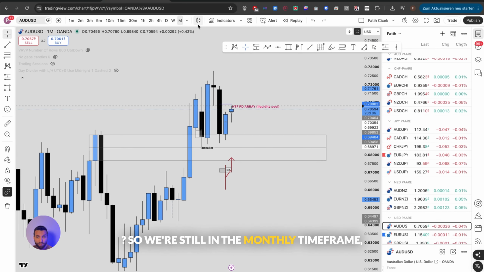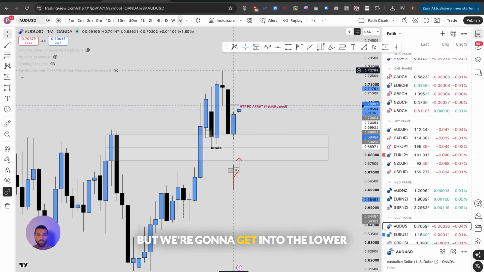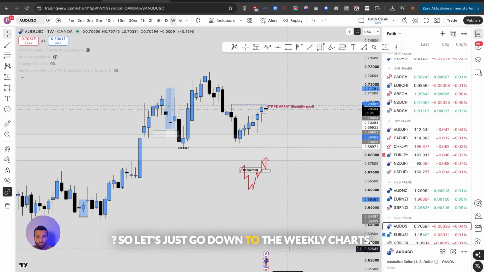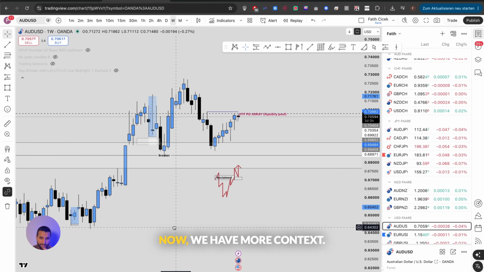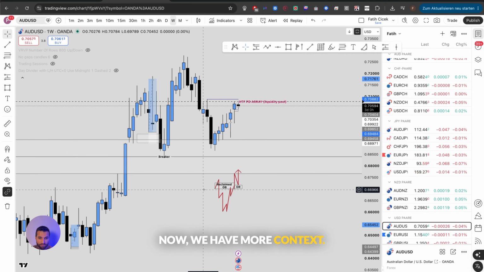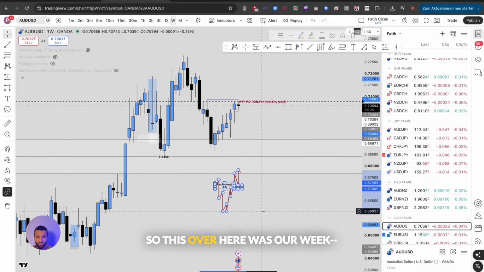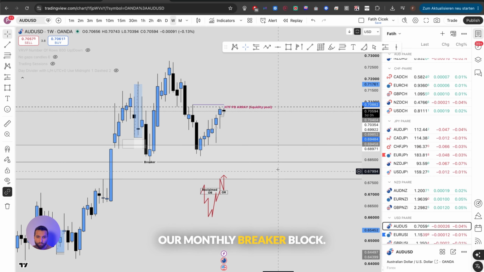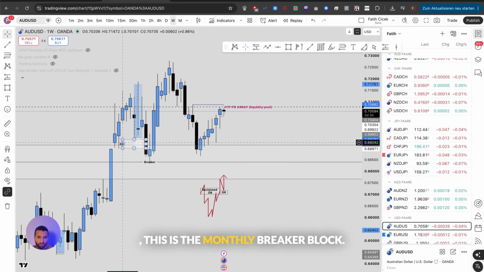So we're still in the monthly time frame, but we're going to get into the low time frames to actually see more price action. So let's just go down to the weekly charts. Now we have more context. All right, so this over here was our monthly breaker block. This is the monthly breaker block.